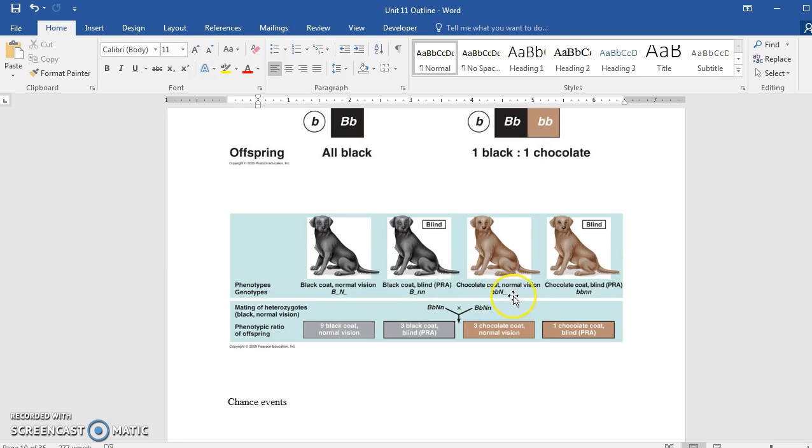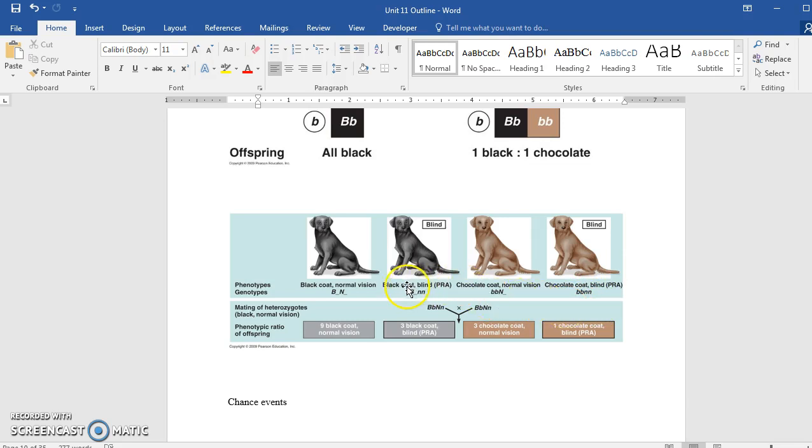The chocolate coat, normal vision dog, two little b's, and since it has normal vision, it'd have a big N, not sure what the other one is. And then for a chocolate lab that's blind, it would be homozygous recessive. That's the only type of gamete that it could produce, a little b, little n.